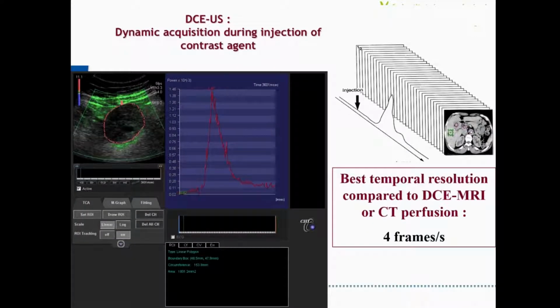So with the DCUS, we have the best temporal resolution. Remember, we are able to record 4 frames per second during 3 minutes. So we stay on the same plane, and we record the wash-in, and now the washout, during 3 minutes. And we record automatically 3 minutes of this kind of data in order to perform the quantification.